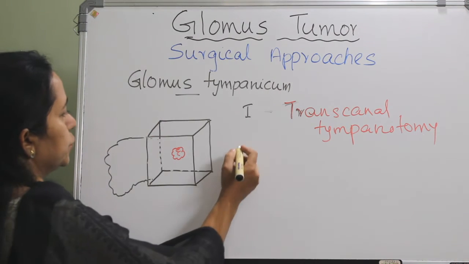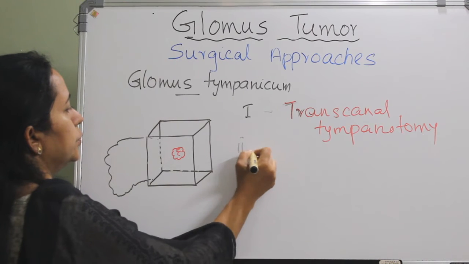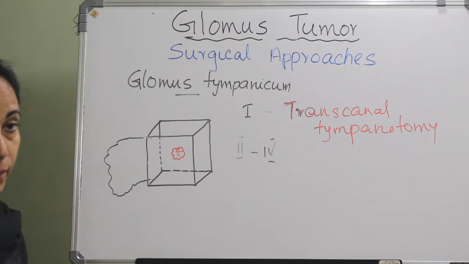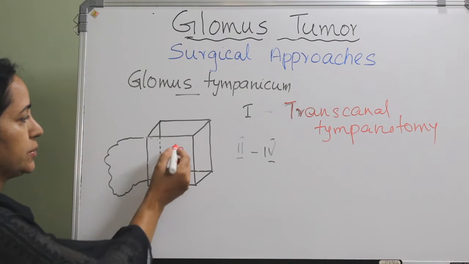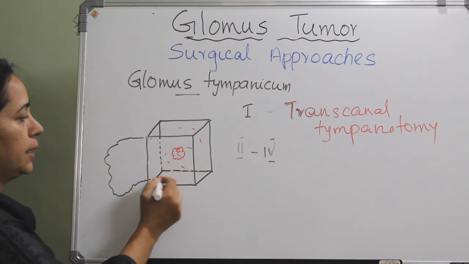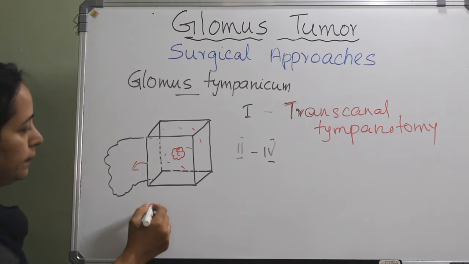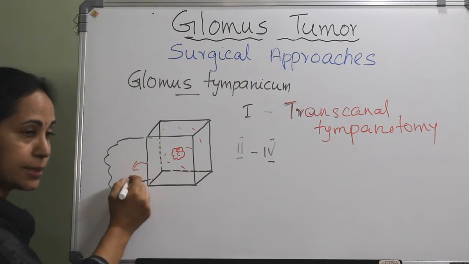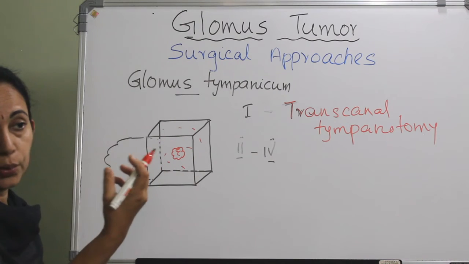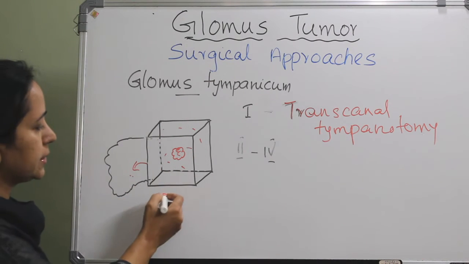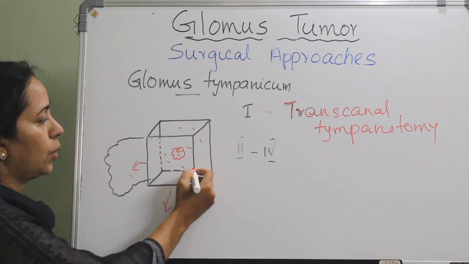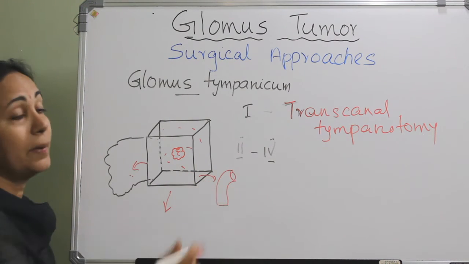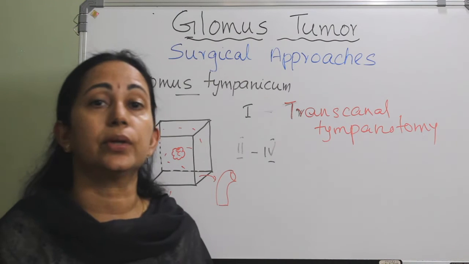And if it is type 2 to type 4, type 1 I already discussed. Type 2 is filling the entire middle ear cavity. Type 3 is extending into the mastoid. And type 4 is filling the entire middle ear cavity, extending to the mastoid, through a tympanic membrane perforation, extending into the external auditory canal, and also going anteriorly to the internal carotid artery. But the floor or the jugular fossa is not involved.